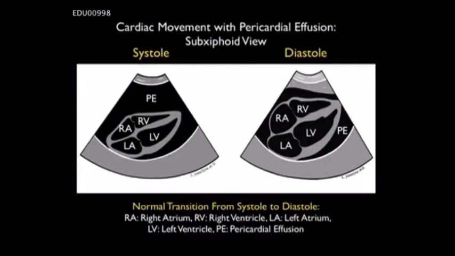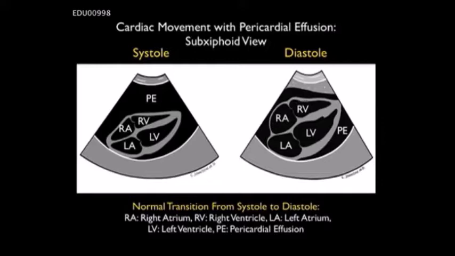Once we document a pericardial effusion, we want to look for the motion of the right side of the heart to look for diastolic deflection. Here's normal motion of the heart, even in the presence of a pericardial effusion. To the left, we see systole with all of the chambers small, and diastole to the right, and we can see full expansion of both the right atrium and the right ventricle.